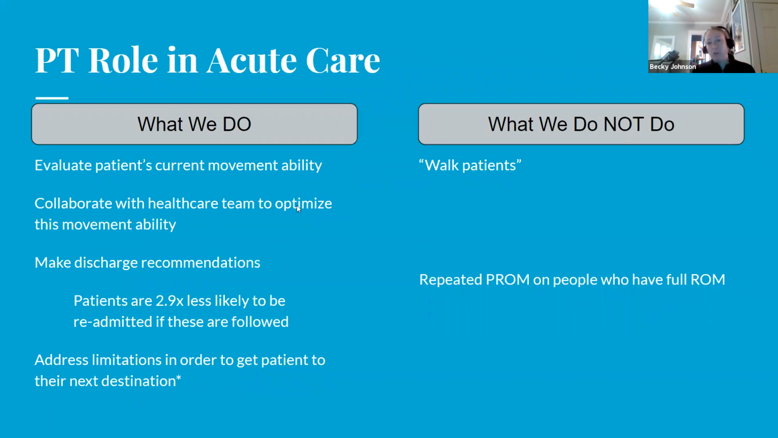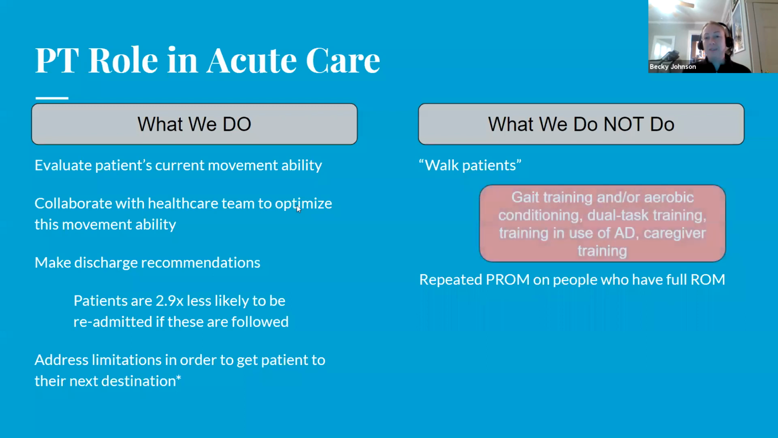What we don't do, walk patients. Instead of walking patients, we're working on gait training, or we might be working on aerobic conditioning. Remember, that's a Therex code, not gait training. Might be working on dual task training, training a patient to appropriately use an assistive device, caregiver training. We're not patient walkers, right? We're also not patient movers. Some hospitals have lift teams for that, where if a patient needs to get up to a chair and it's a difficult transfer, the lift team is trained on getting that patient up to a chair.